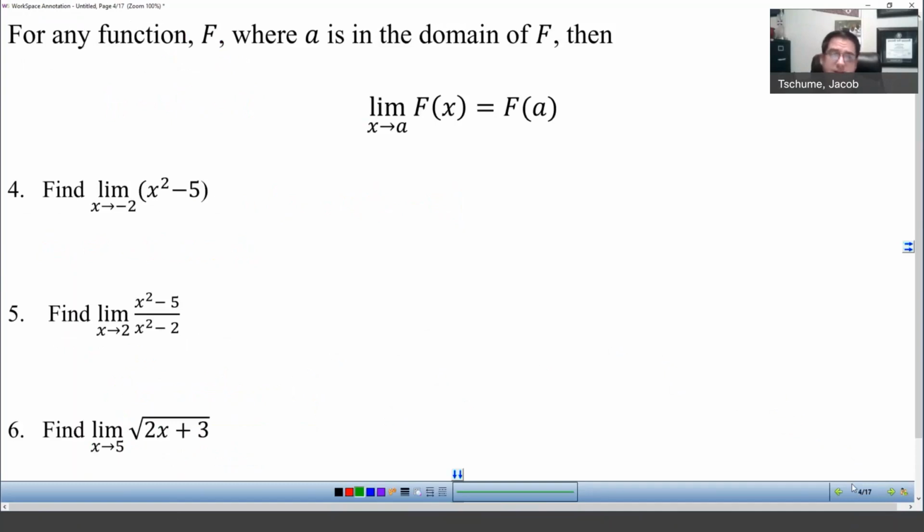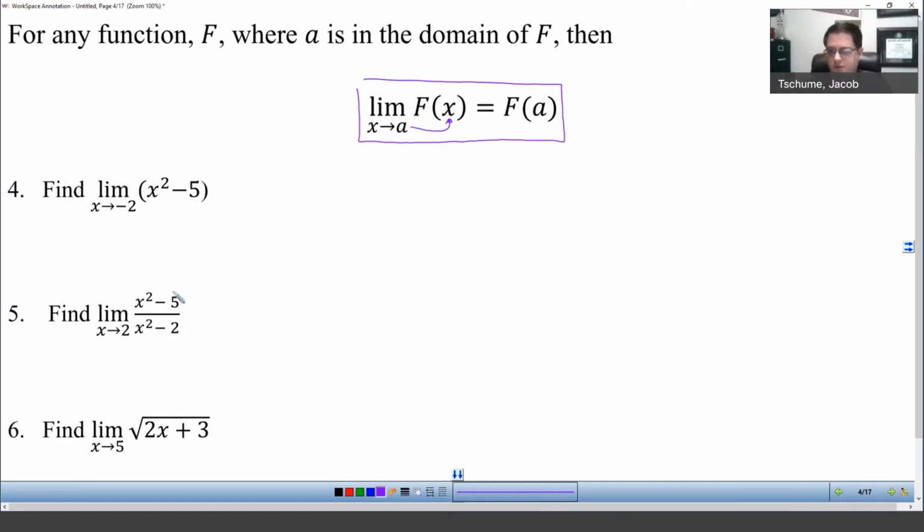All right, so here's the nice thing. Algebraic limits, to begin with, aren't too bad. So here's the first definition. For any function f where a is actually in the domain of the function you're working with, then you can just apply the following formula. We can say that the limit as x approaches a of f of x is equal to capital F of a. What that means is that if it's possible, and you can do this algebraically, you just need to take your a value and substitute it into the problem.